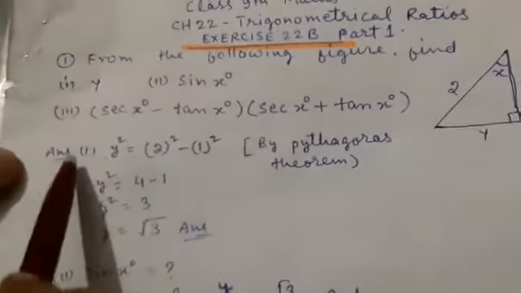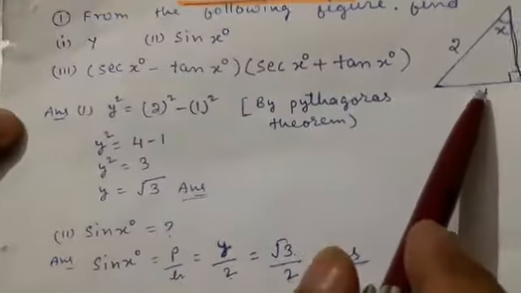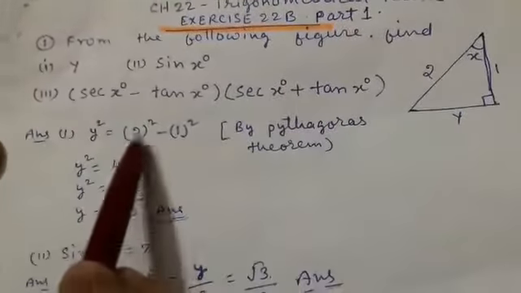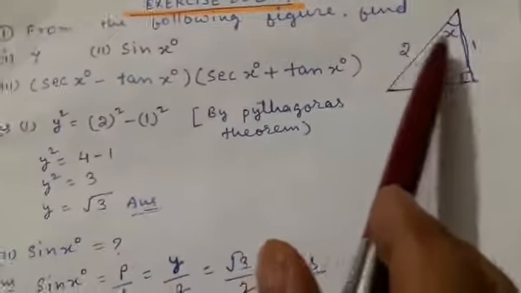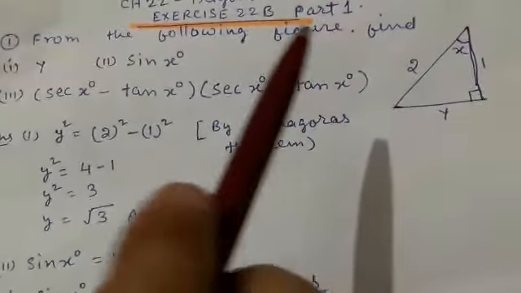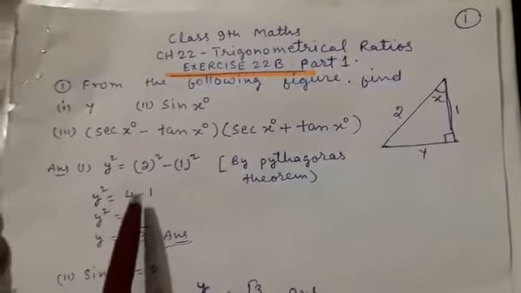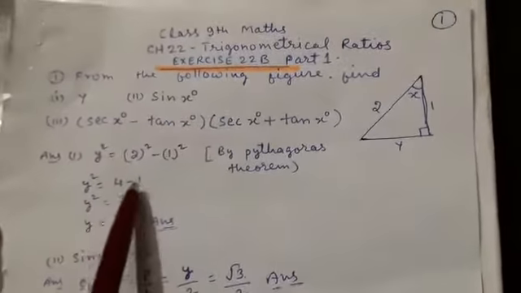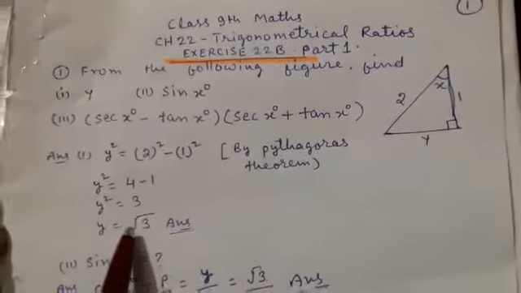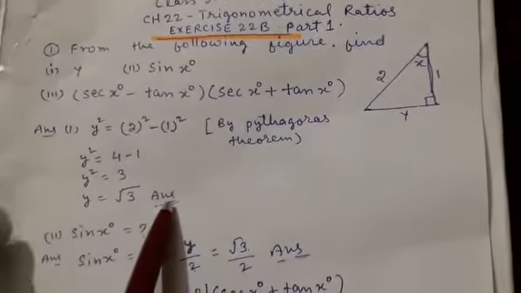So first part, y square is equal to 2 square minus 1 square, means base square is equal to hypotenuse square minus perpendicular square. So y square is equal to 4 minus 1. Here y square is equal to 4 minus 1 is 3. So y is equal to root over 3. This is our first answer.